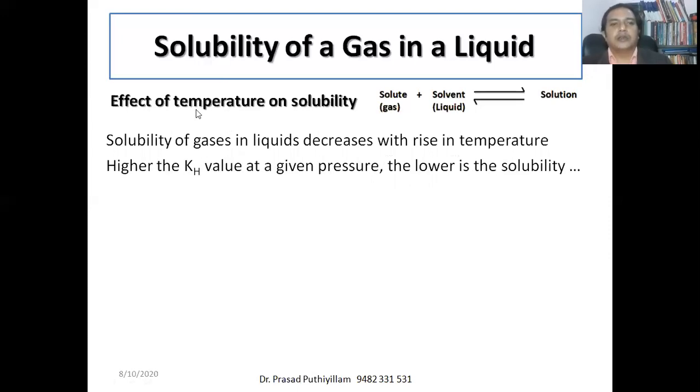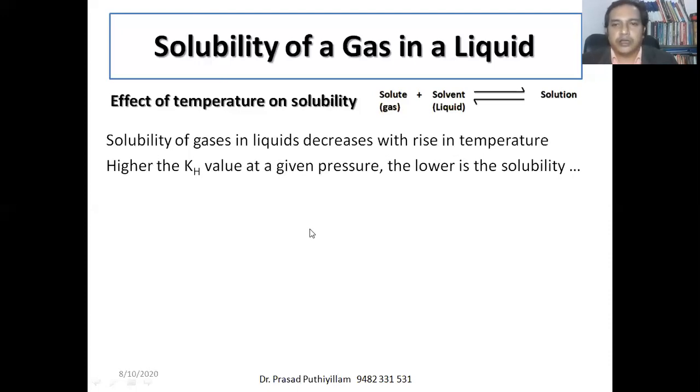Now we'll connect these points together. Earlier we saw the effect of pressure on solubility. Now we see the effect of temperature on the solubility of a gas in a liquid. In the case of solids and liquids, we saw endothermic and exothermic dissolution. Here, the solubility of gases in liquids decreases with a rise in temperature. That is the general statement I can say.